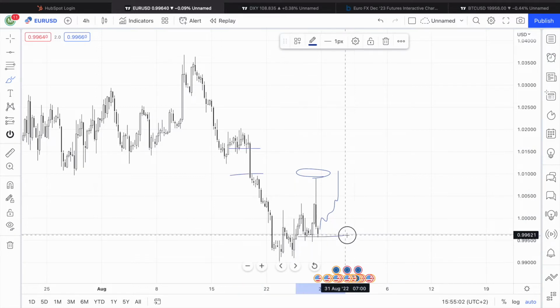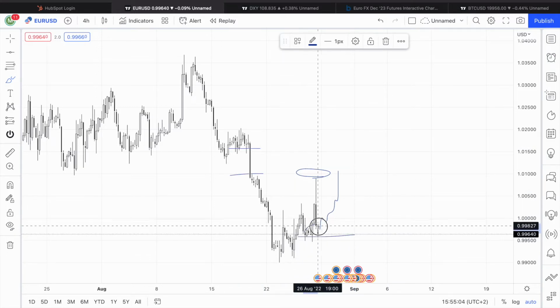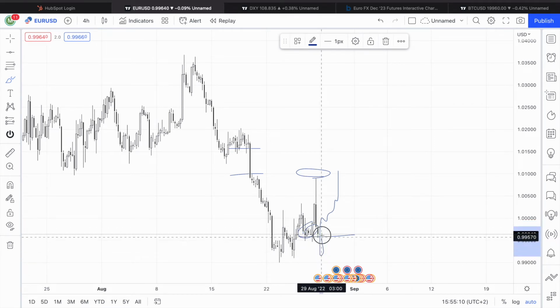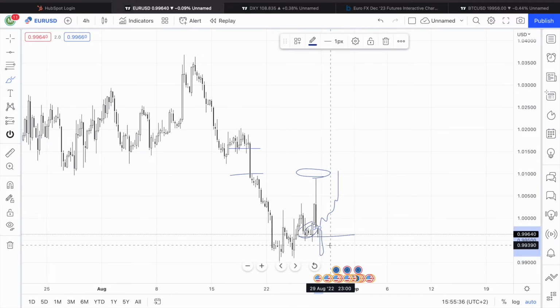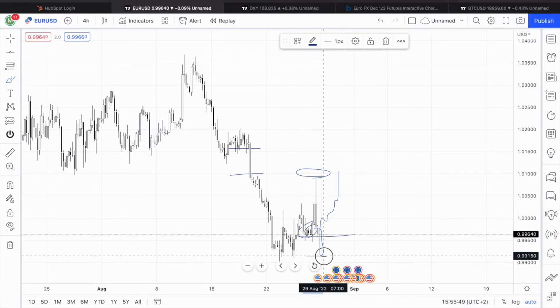Once we see a break of market structure, and this should happen with a high pressure sell candle, this most probably is going to happen on Tuesday. Even if it happened on Monday, we're going to wait for Tuesday because it can create a fake out on Monday. So let's move to a 1 hour time frame.